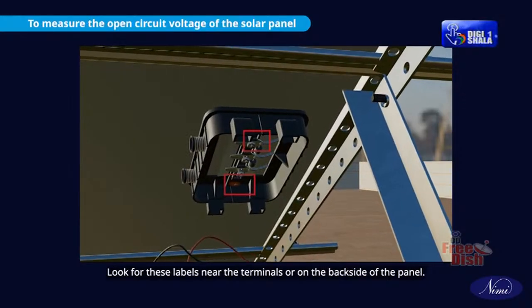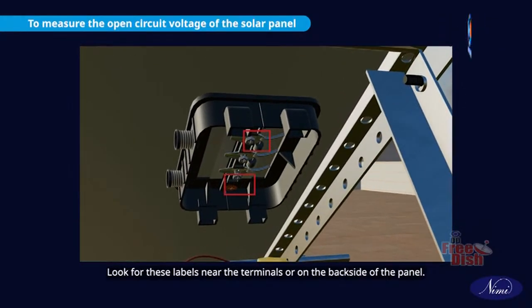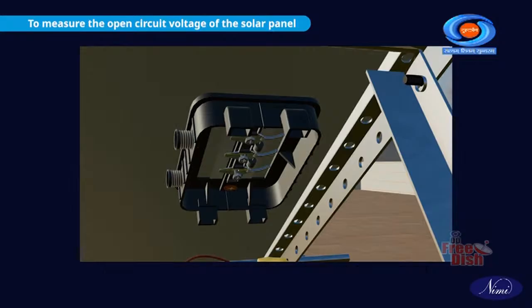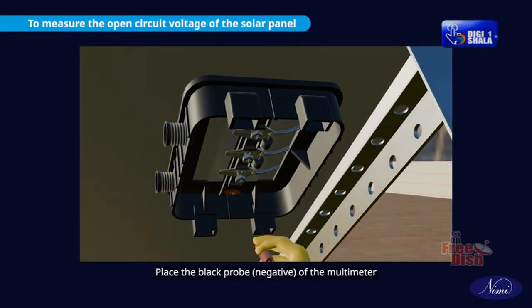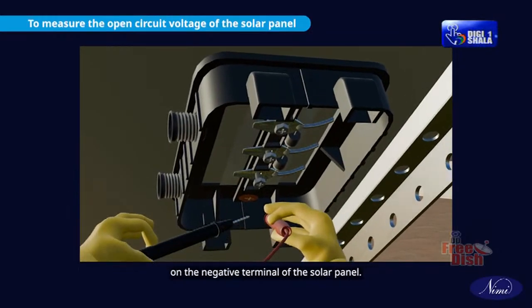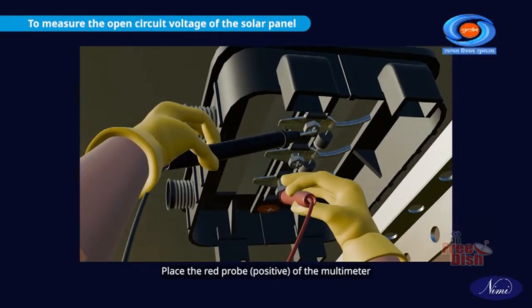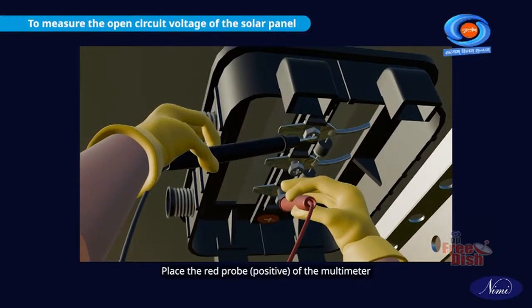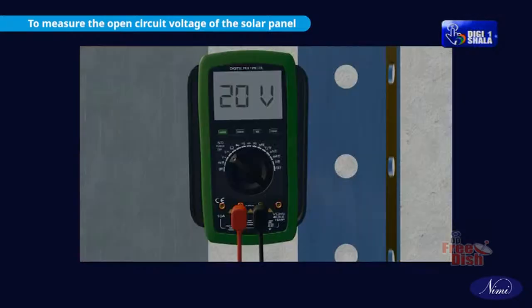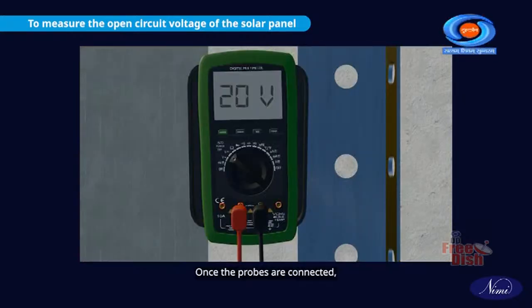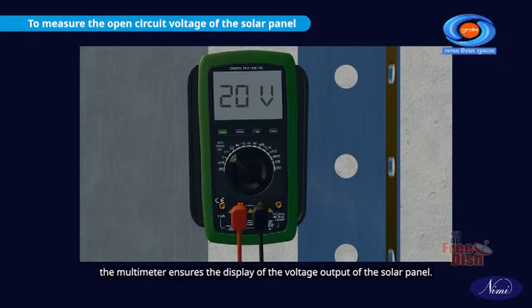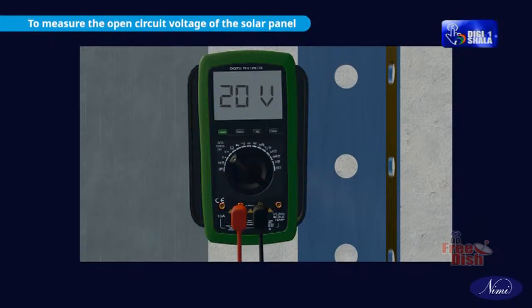Look for these labels near the terminals or on the back side of the panel. Place the black probe, negative, of the multimeter on the negative terminal of the solar panel. Place the red probe, positive, of the multimeter on the positive terminal of the solar panel. Once the probes are connected, the multimeter displays the voltage output of the solar panel.